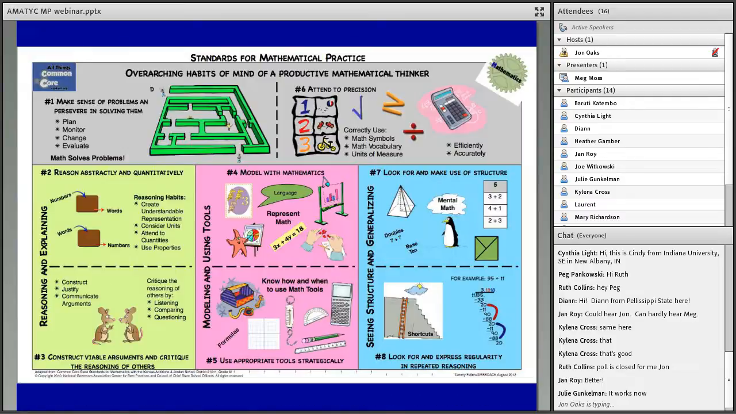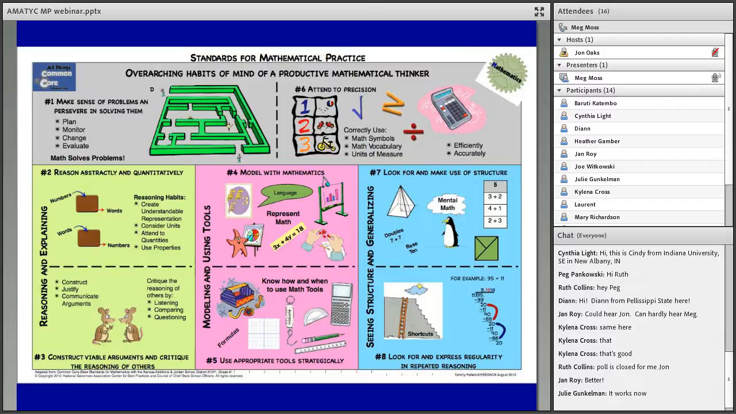Okay. And then this is really the same chart, but it's cuter, and it's more looking at elementary students and what these practices mean more for them. So at the top we have the overarching habits of mind, and you have the PowerPoint, so you can study this in more detail later. And then along the bottom you've got the reasoning and explanation, in the middle the modeling and using tools, and then the seeing structure and generalizing. So you have this chart so you can study it more fully.